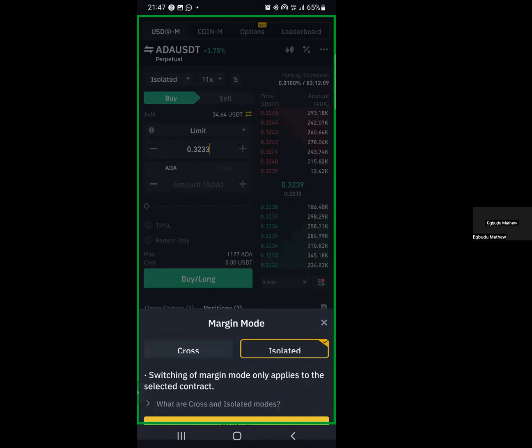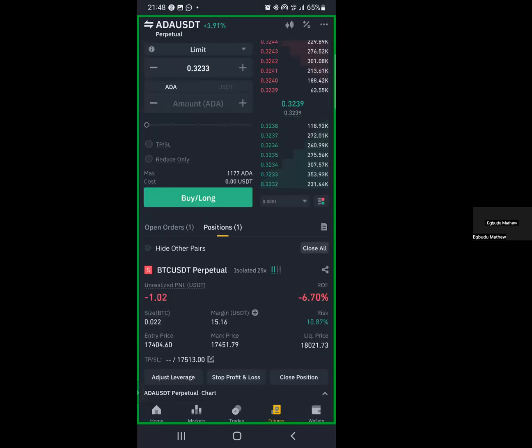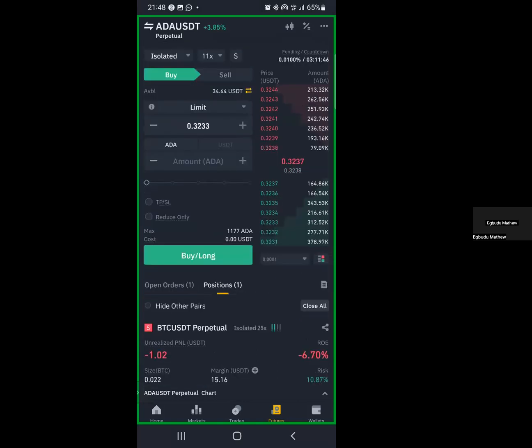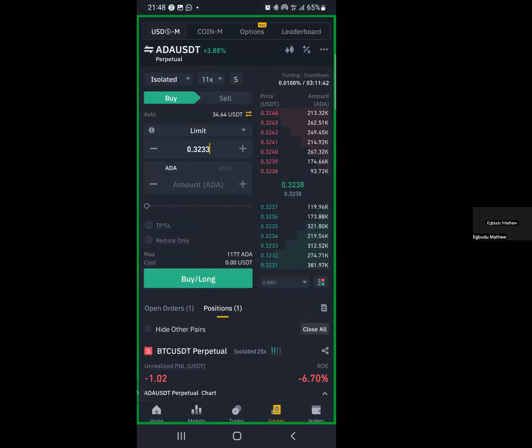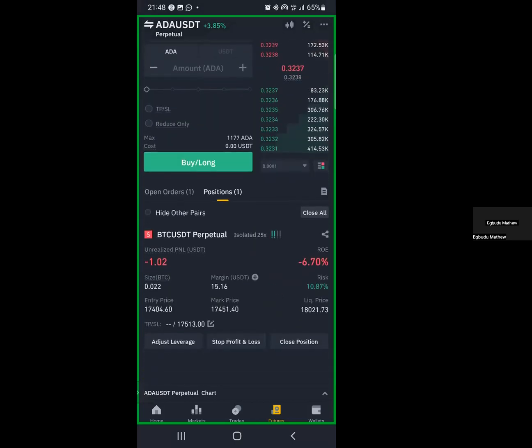What the cross means is, I am on this trade. My margin is 15.16, below where you have the minus 6.70%. 15.16, that is my margin. So what it means now is, if this trade is running against me and I'm on cross margin, Binance will come and take money from my 34.64 USDT to keep servicing this trade until such a time that eventually I'll be liquidated.